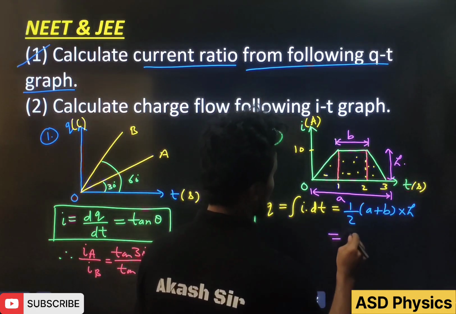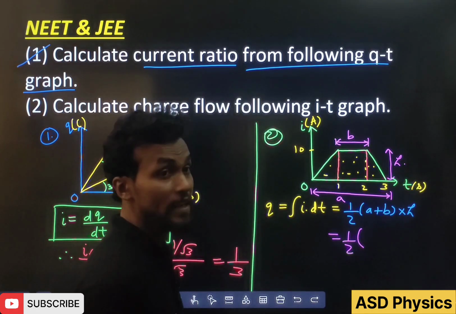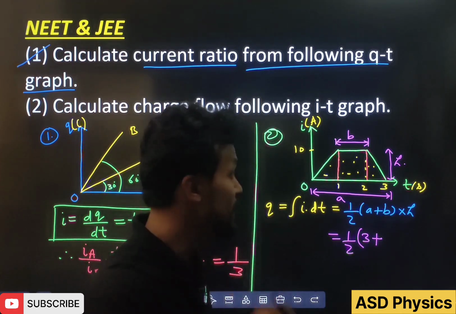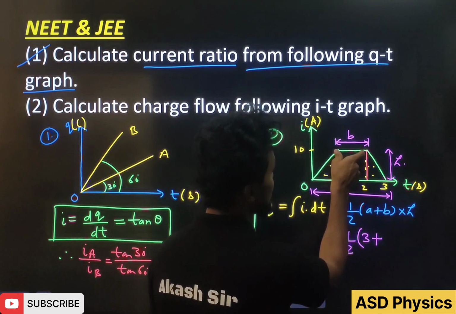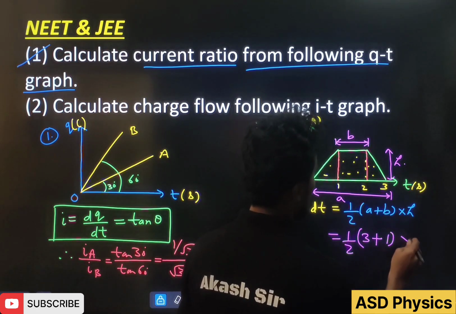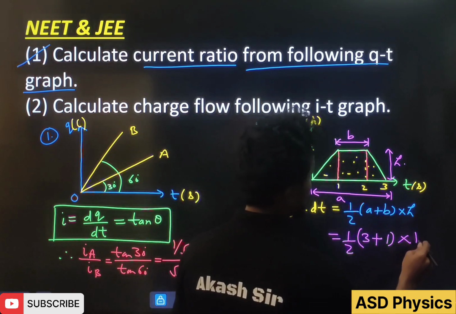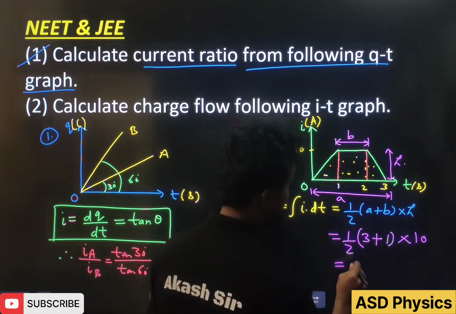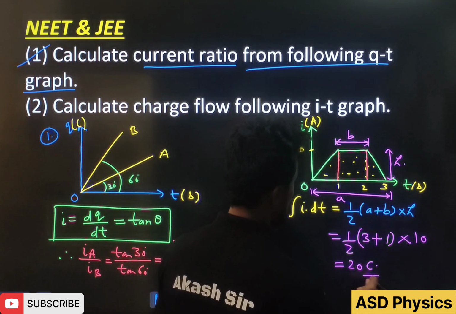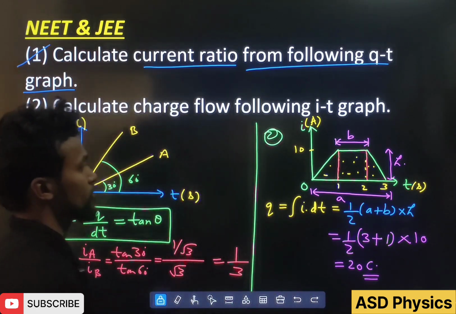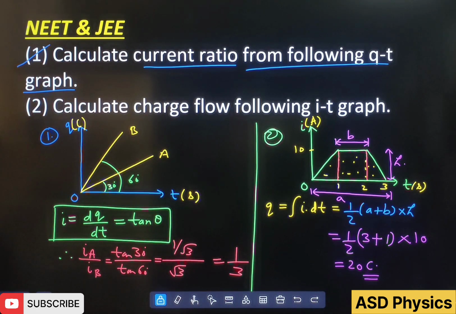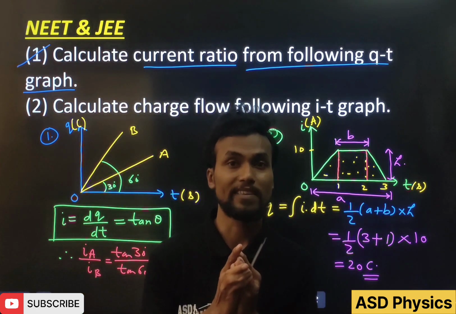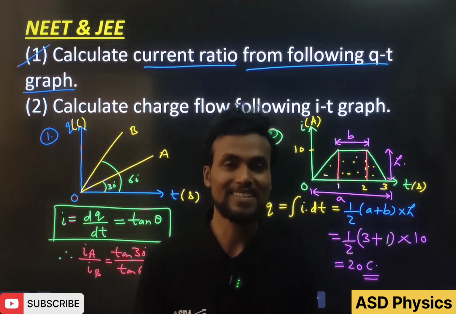When you write it, it becomes half into (value of A, 0 to 3, so 3, plus B, from 1 to 2, so this length is 1) into height 10. So 3 plus 1 is 4, by 2 is 2. Then 2 into 10 comes to 20 coulomb. Is it very clear? 20 coulomb. So in this video, we have learned the basics of electric current. Okay students, keep studying, keep practicing.